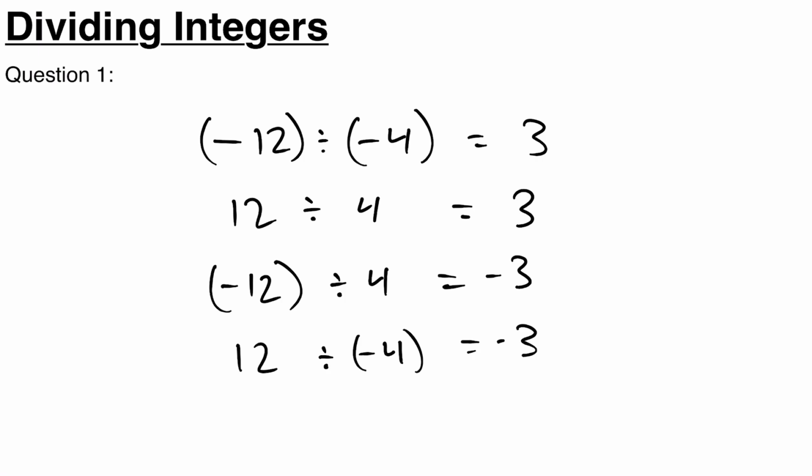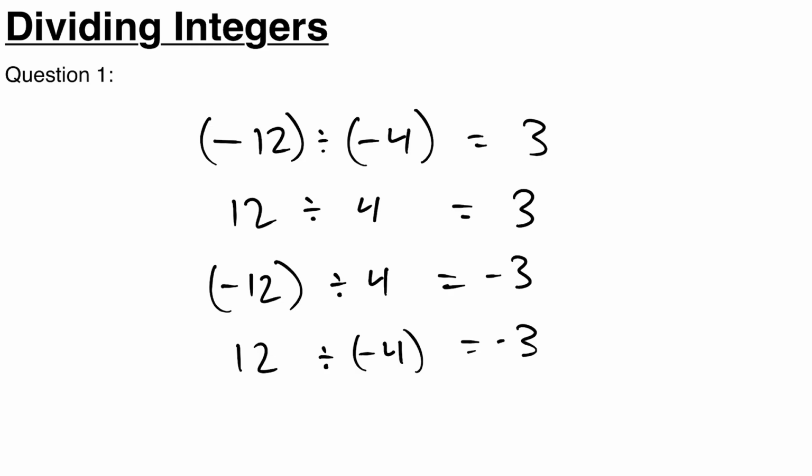So anytime you have the same sign and you're dividing, the answer is always going to be positive, whether it's two positive numbers or two negative numbers. And then when you have a different sign and you're dividing, the answer is always going to be negative, whether it's positive and then negative or negative and then positive.